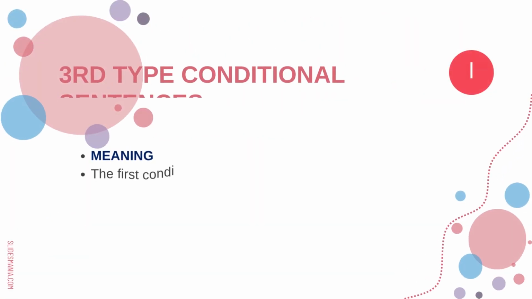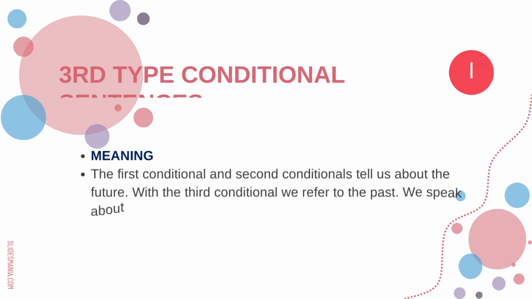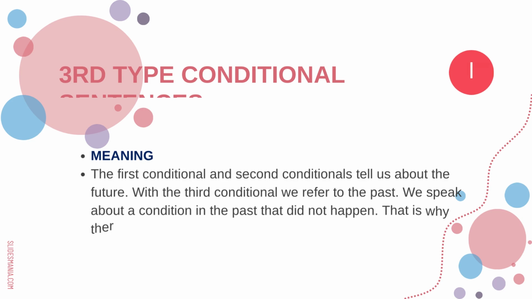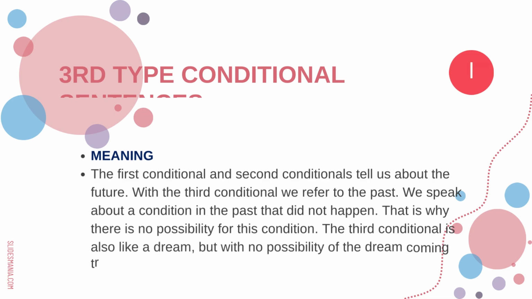So let's study the meaning of the third type conditional sentences. The first conditional and the second conditional tell us about the future. With the third conditional, we refer to the past. We speak about a condition in the past that did not happen. That is why there is no possibility for this condition. The third conditional is also like a dream with no possibility of the dream coming true.